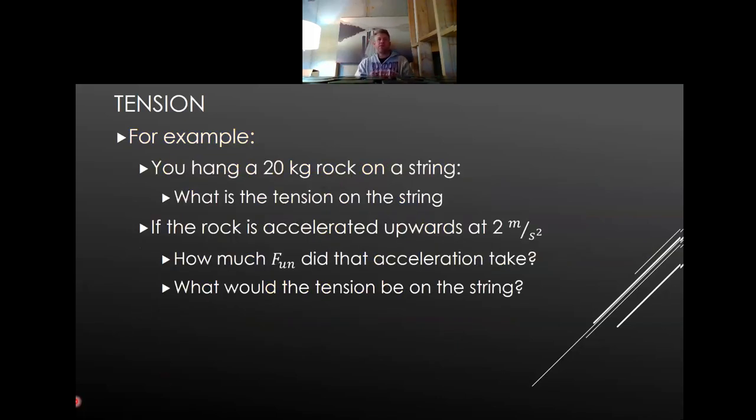Try this one, all right? Give it a pause, try this one on. So you hang a 20 kilogram rock on a string, we want to know what is the tension on the string. If the rock is accelerated upwards at 2 meters per second squared, how much F_net or unbalanced force did that acceleration take? What would the tension be? Okay, so give it a shot and try it out.